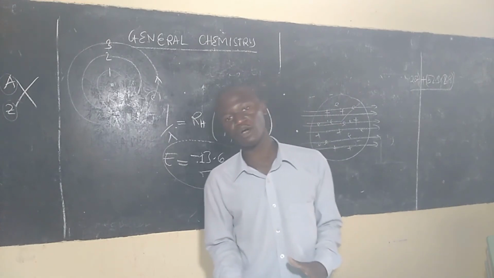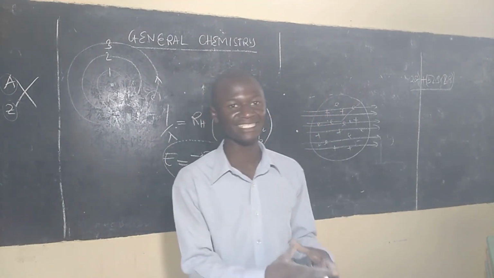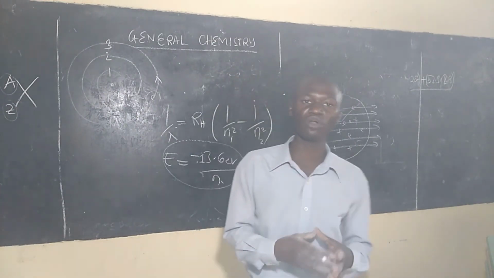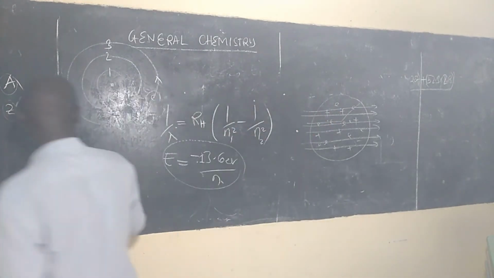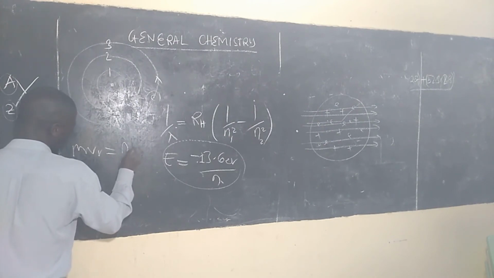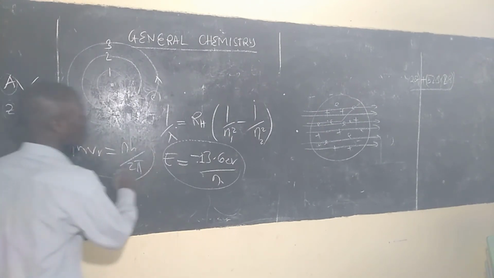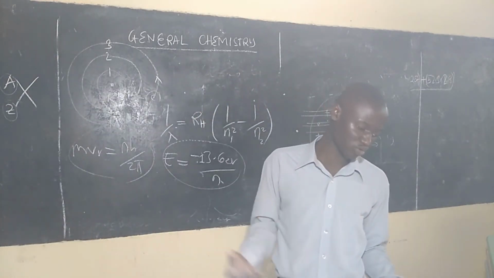Number 2, no justification was given for the quantization of angular momentum of electron. So alisema kweli the angular momentum of electron in its orbit is quantized, lakini alishindwa kutoa maelezo. Na hiyo angular momentum of an electron in its orbit is quantized, yani mvr is equal to nh divided by 2 pi. Ametumia kuderive mambo mengi sana kwenye theory yake, lakini alishindwa kutoa maelezo ya ziada kuhusu hiyo.